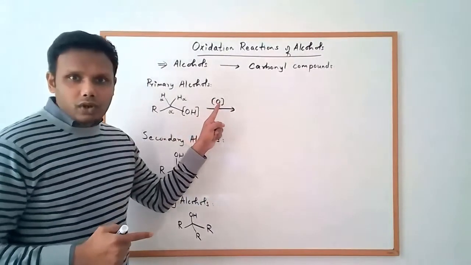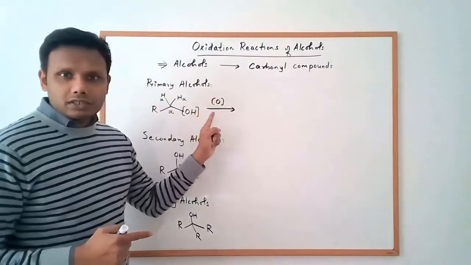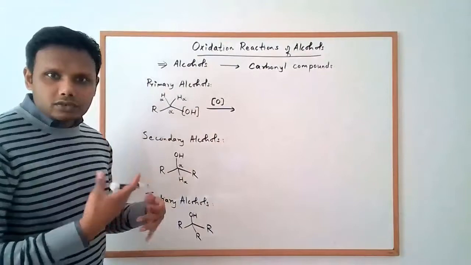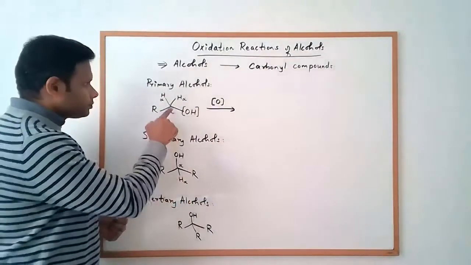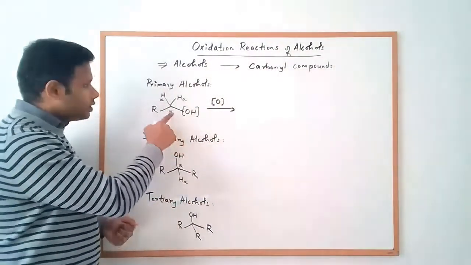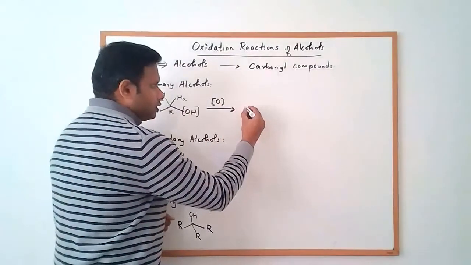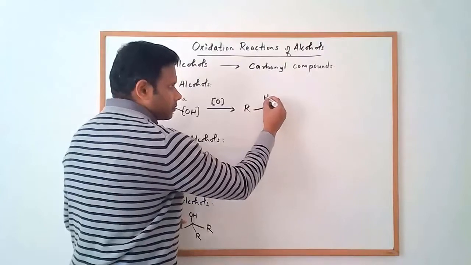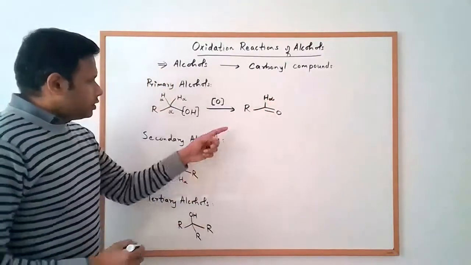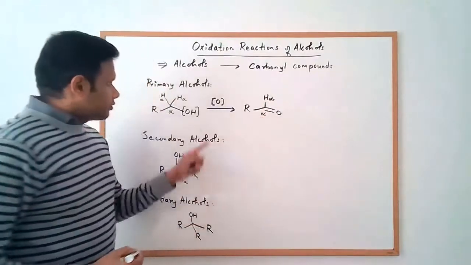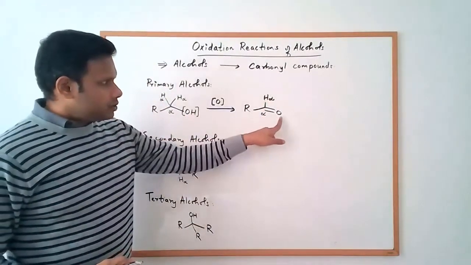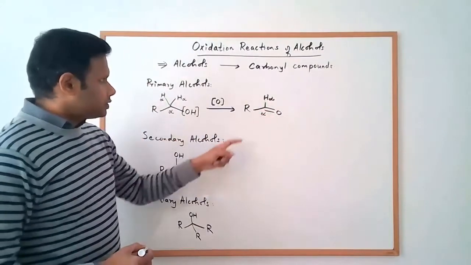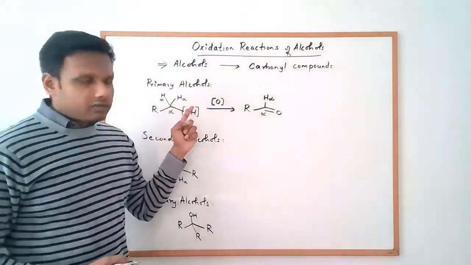We denote oxidation by putting an oxygen inside square brackets. Once you put it inside square brackets, that denotes oxidation. So the first oxidation of a primary alcohol is when it's converted into an aldehyde. Notice what happened: we've converted that hydroxyl group into an oxygen. We've put a double bond between the alpha carbon and the oxygen, and we removed one of the alpha hydrogens.